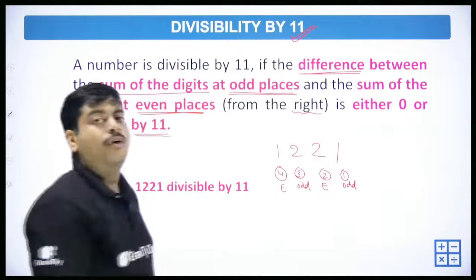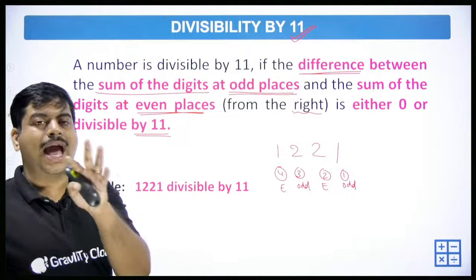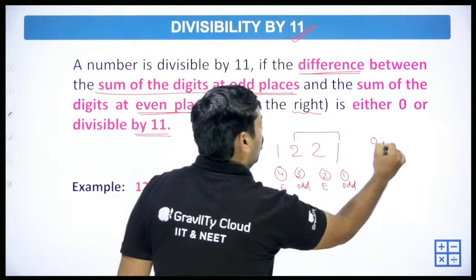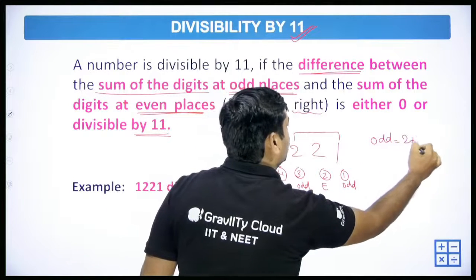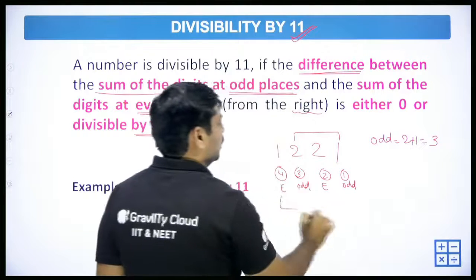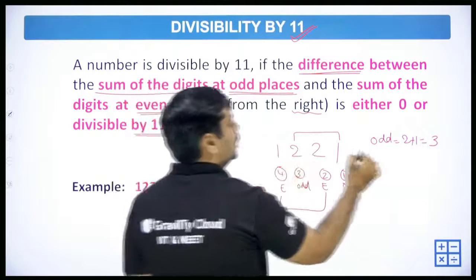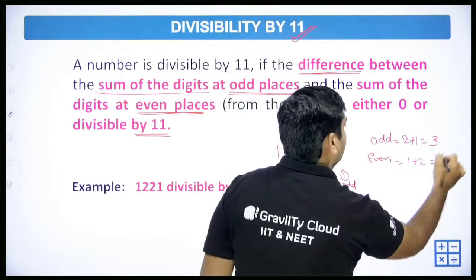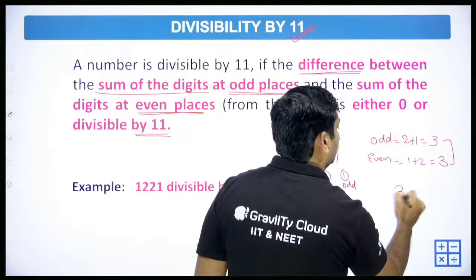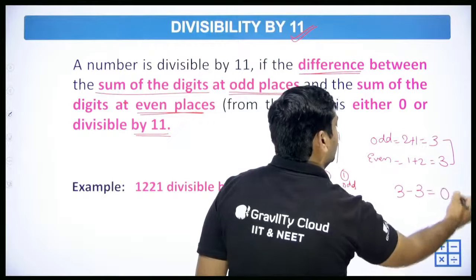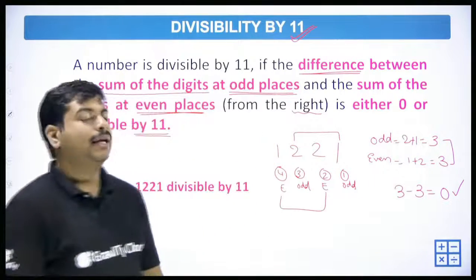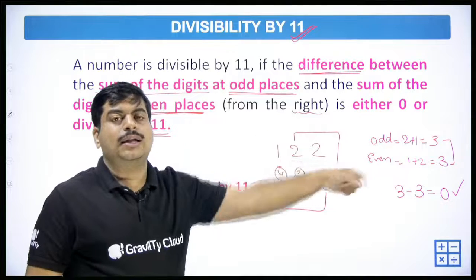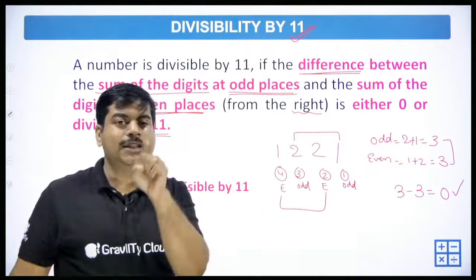So the sum of all the digits in the odd and even places. Odd: 2 plus 1 will give you 3. And even: 1 plus 2, again 3. Now tell me, what is the difference of these two? 3 minus 3 is 0. It is enough to say that it is 0 or a multiple of 11. We got 0. The number 1, 2, 2, 1 is divisible by 11.